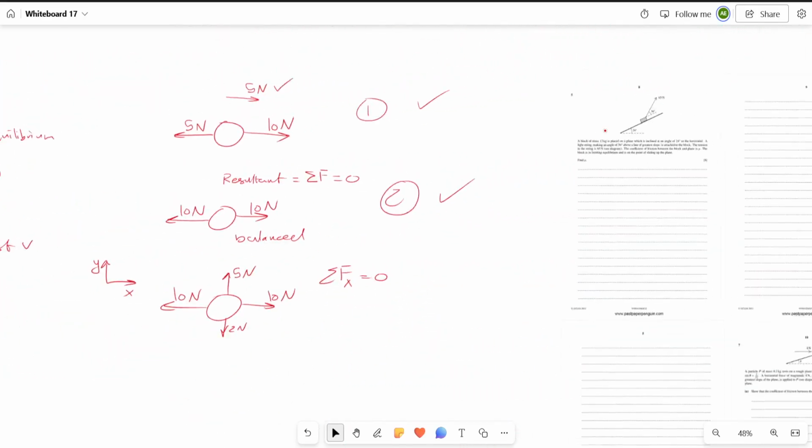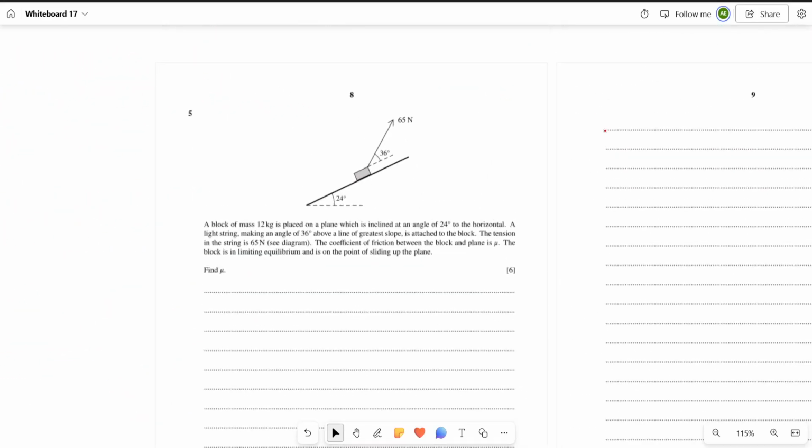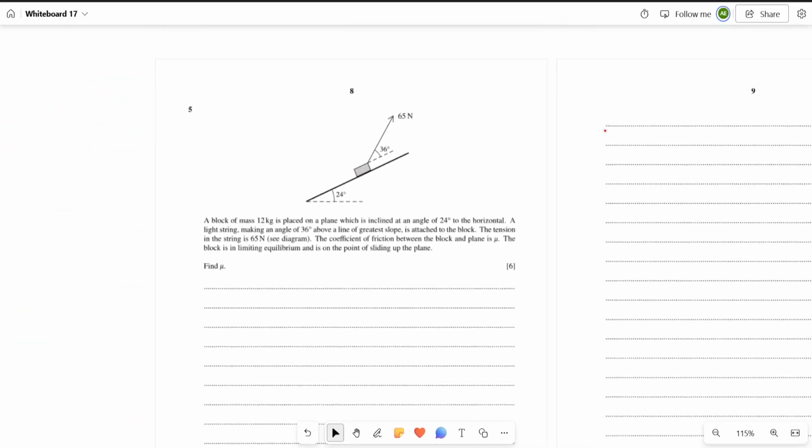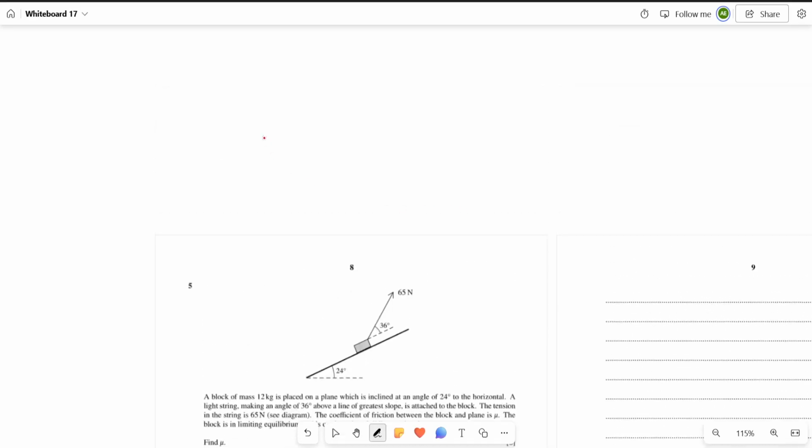Okay, let's take a look at some questions. To solve the questions, I told you I'm going to give you some steps. The first step is, if you have an incline, to always choose an axis. And I'm going to show you what this means. The second step is to draw a free body diagram according to your axis, resolving according to the axis.